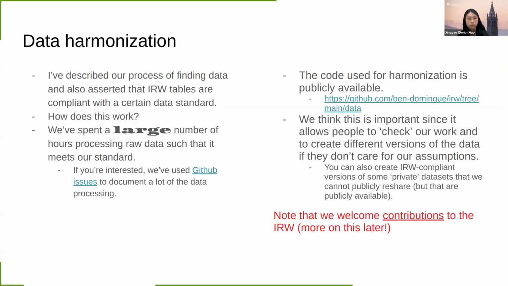And we've also made all the code used for harmonization publicly available. So if you go to this link here, you can find all the code used to harmonize the various IRW tables. We think it's really important that we make this code available so that people can check our work. They may also want to create slightly different versions of the data, and they can do that fairly easily given that we have code available for them.